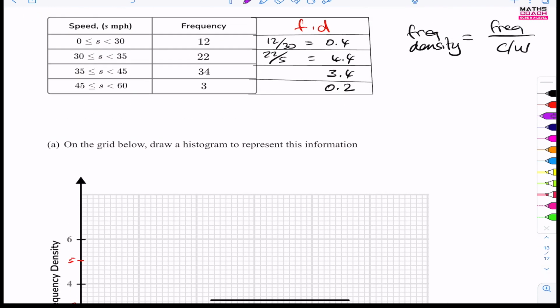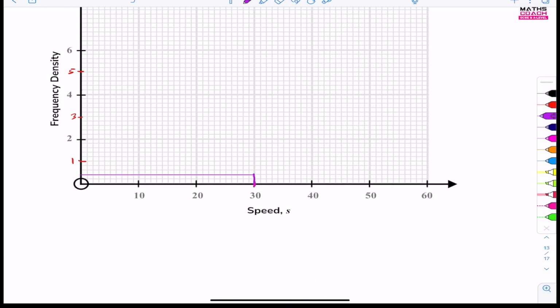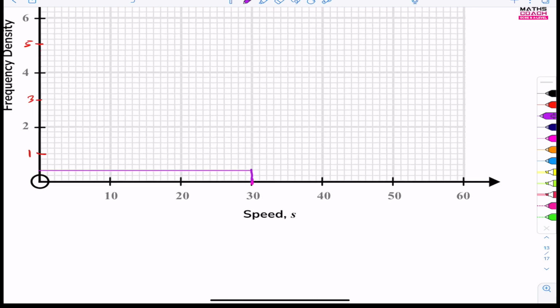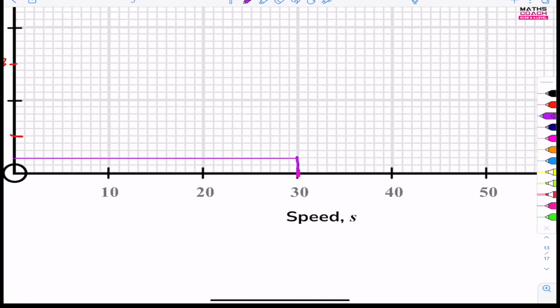The next one is 4.4 between 30 and 35. So 4.4 between 30 and 35. Again, we're going to need to find 35 now. So that's going to be halfway. So 1, 2, 3, 4, 5, 6, 7, 8, 9, 10. So therefore halfway for 35. So 1, 2, 3, 4, 5 right there. Okay, that's 35 right there.